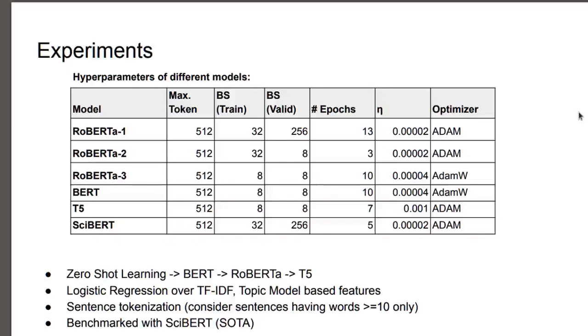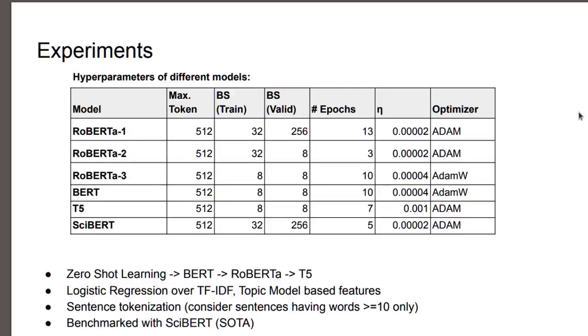Now I would like to discuss the list of experiments we did to arrive at the final model. Firstly, we started with zero shot learning, moved on to BERT, followed by RoBERTa and T5. RoBERTa gave the best performance among all of these models which I just said. We also tried logistic regression over TF-IDF and topic models.